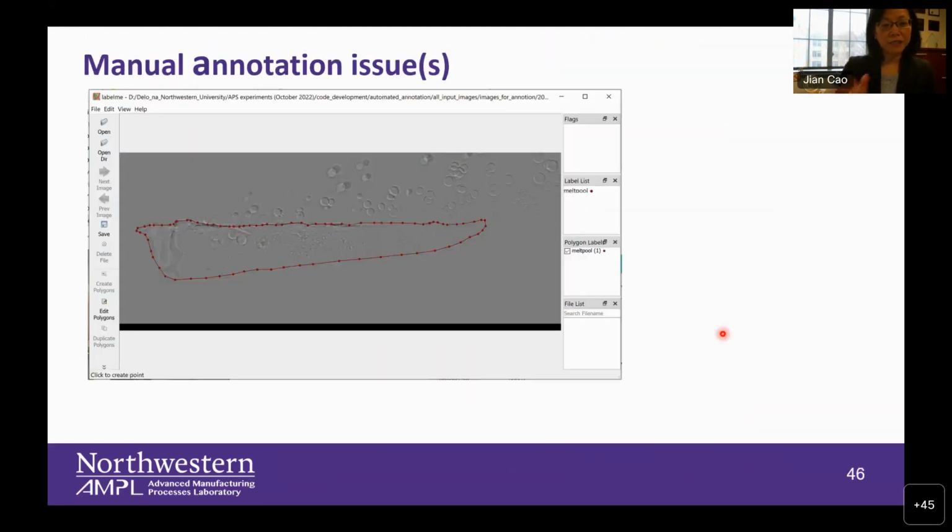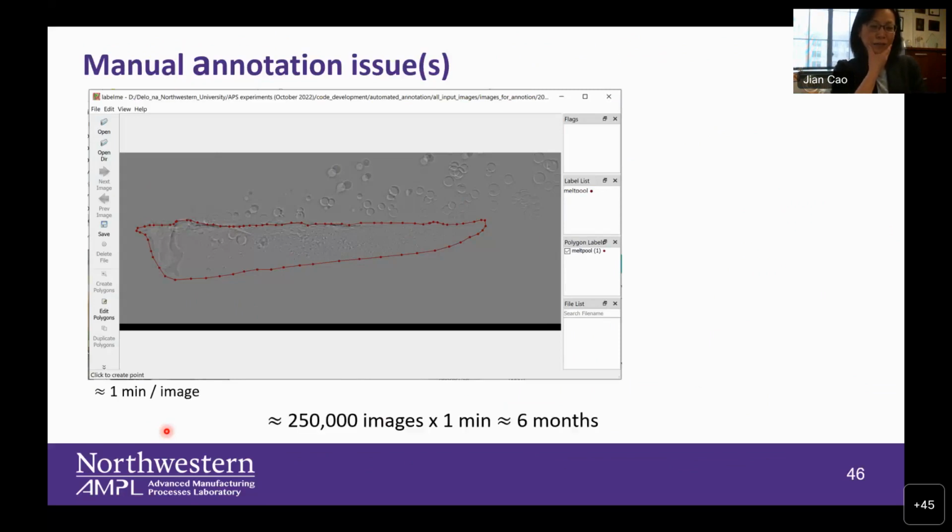these are some details I'll skip. We took lots of data, and the first part is annotation of the melt pool, which takes a long time, 1 minute per image, and we have 250,000 images.